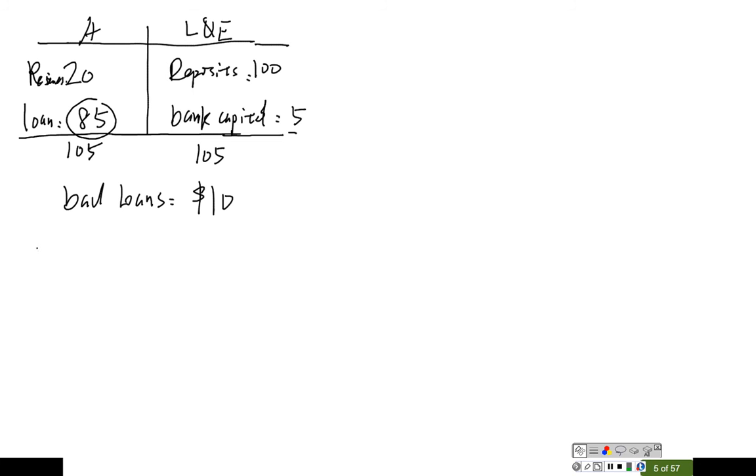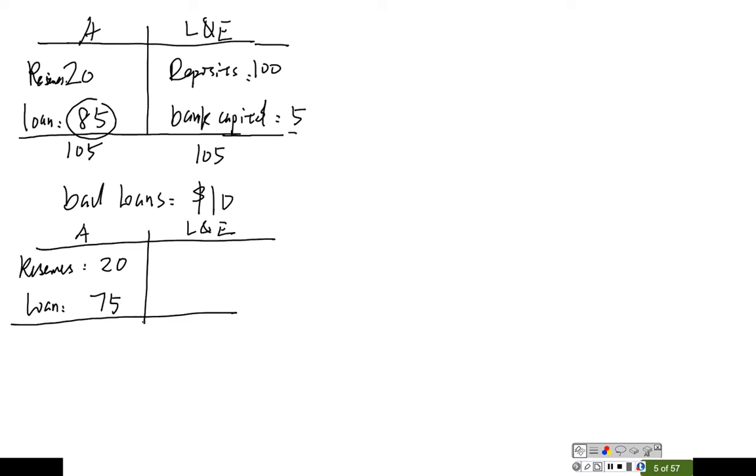So what happens to the balance sheet? Asset, liability, and equity. The reserve remains the same, $20. Because $10 of loan became a bad loan, we write off $10 from the $85 loan value. So the rest of the loan value is $75. On the asset side, because of the decline in the loan value, the total asset is $95.